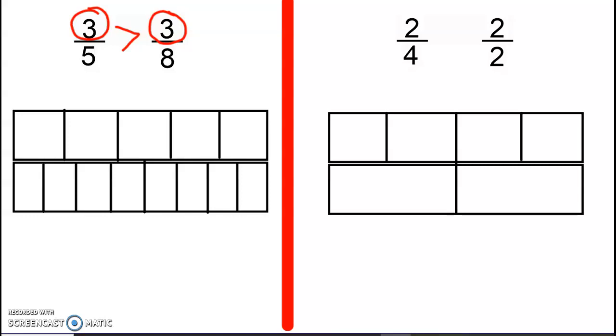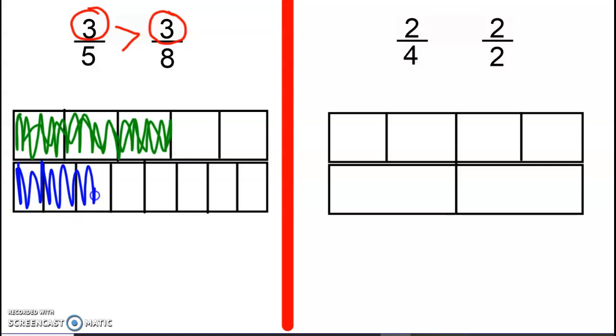If you have a chocolate bar with 5 pieces, your pieces are larger. So when you're eating 3 pieces of that chocolate bar, it's going to be a little different than if you're eating 3 pieces out of 8. So here's my second chocolate bar with 8 pieces. My pieces have gotten smaller. So eating 3 of them isn't going to be quite as much as eating 3 out of 5. So hopefully you can see why 3/5 is the greater fraction.